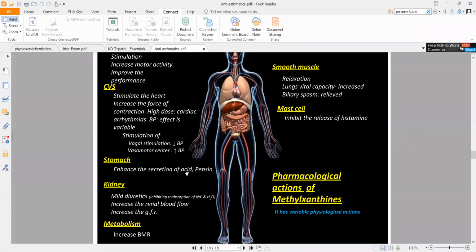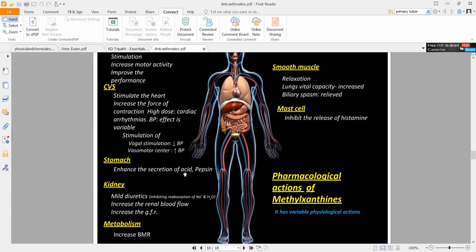Now, on stomach, it will enhance acid secretion and pepsin. So you have to be careful in people with ulcers. In kidneys, it will act as a mild diuretic. It will inhibit the reabsorption of sodium and water. So it will act as a mild diuretic. The urine volume will go up a little bit, and it will increase GFR and renal blood flow. That is also one of the reasons why you will have more amount of excretion of urine.